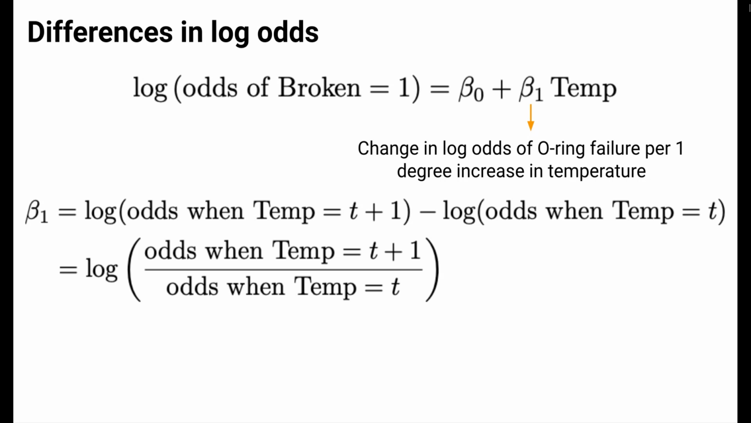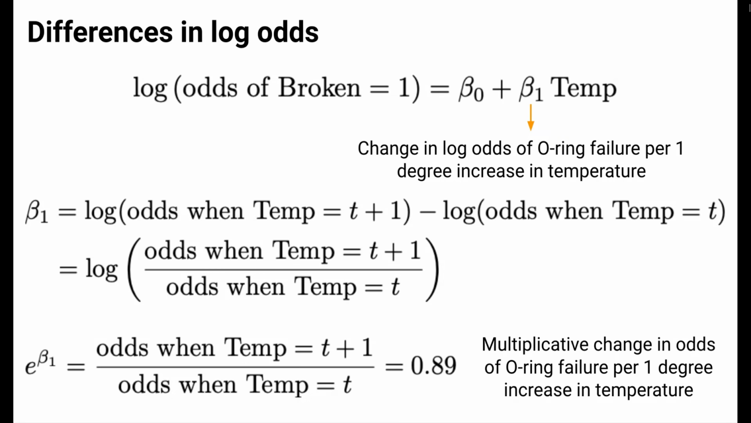It's actually a special property of logarithms that the difference between two logarithms is the logarithm of the ratio. In other words, this difference in log odds is actually the natural logarithm of the ratio of those two odds. This means that e to the beta 1 gives the ratio of the two odds. In other words, e to the beta 1, the exponentiated coefficient, gives the multiplicative change in odds per degree increase in temperature.